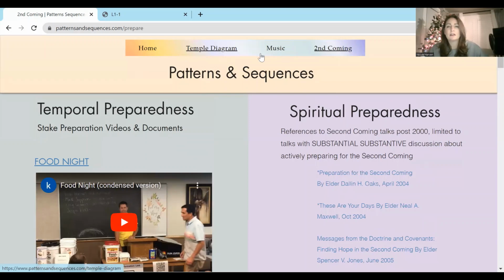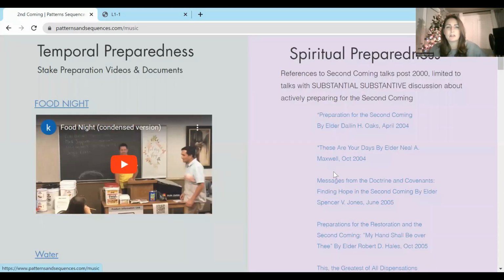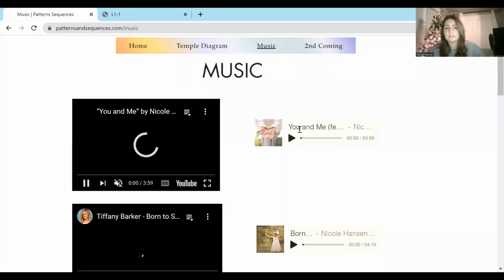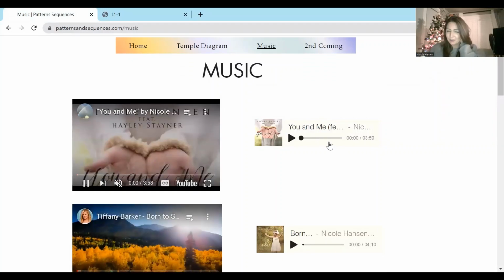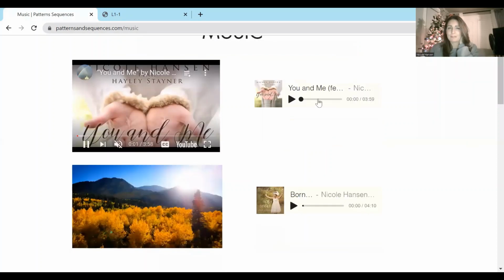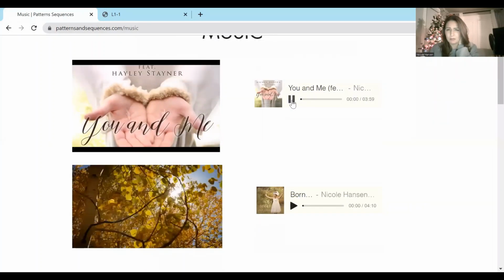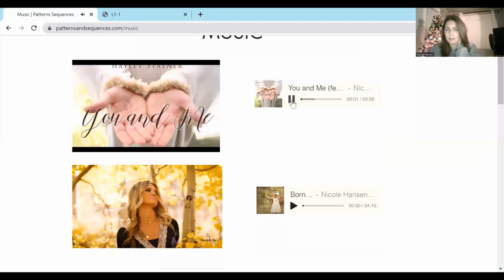The last thing on here is I put some of my music on here that you can just freely download. I think you can download this. If you can't, let me know. But I don't know if it can play. It can play. Download this.